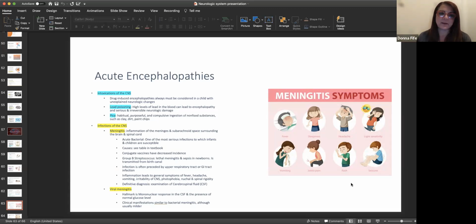Infection is often preceded by an upper respiratory tract infection or a GI tract infection. Inflammation leads to general symptoms such as fever, headache, vomiting, irritability of the CNS, photophobia, and nuchal and spinal rigidity. Definitive diagnosis is made by examination of the cerebrospinal fluid. Now, viral meningitis, the hallmark is a mononuclear response in the cerebrospinal fluid and the presence of a normal glucose level. Clinical manifestations are similar to that of bacterial meningitis, although they are usually more mild.